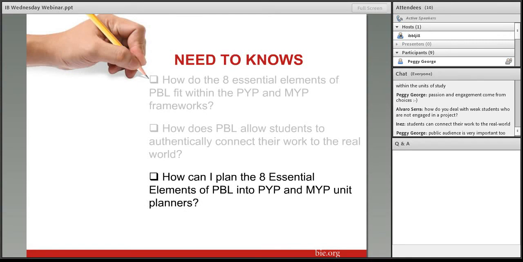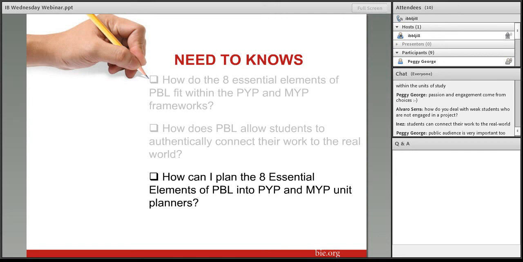So we've looked at how the 8 essential elements of PBL fit within the PYP and MYP frameworks. How does PBL allow students to authentically connect their work to the real world? How can I plan the 8 essential elements of PBL into PYP and MYP unit planners? So let's take the first two need-to-knows and look at how we get traction. We've talked about the why, and let's look at the what and the how into our daily planning as teachers.